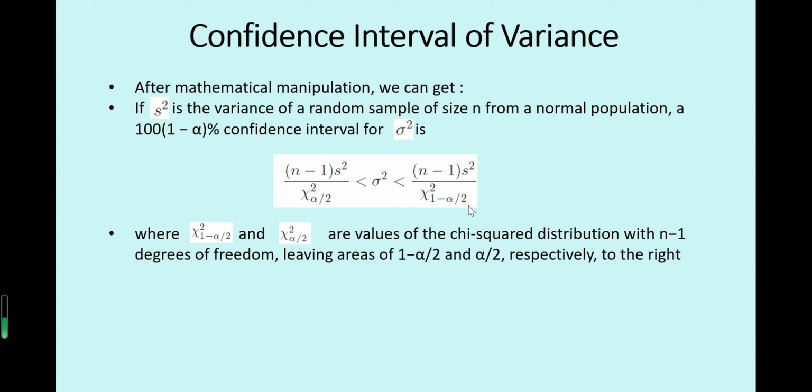Note that these two values are critical values of the chi-squared distribution with n minus 1 degrees of freedom, leaving the areas half alpha and 1 minus half alpha to the right in the chi-squared density curve.